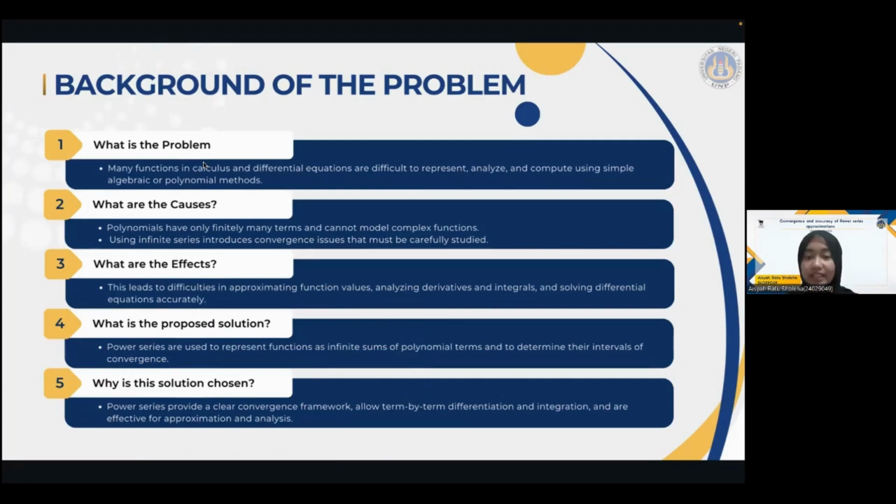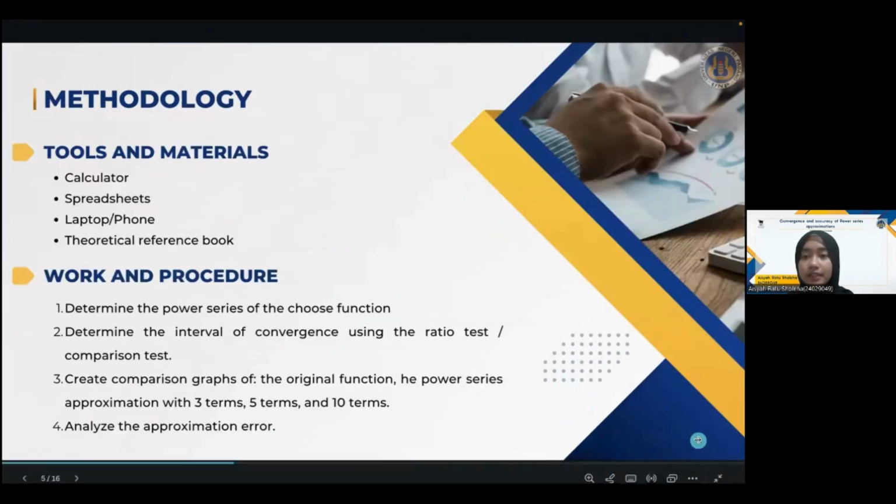Thank you. That gives us a clear context for our study. Next, we will move to the theoretical foundation, where we'll define what power series are and explain their mathematical properties. To the next presenter, the time is yours.